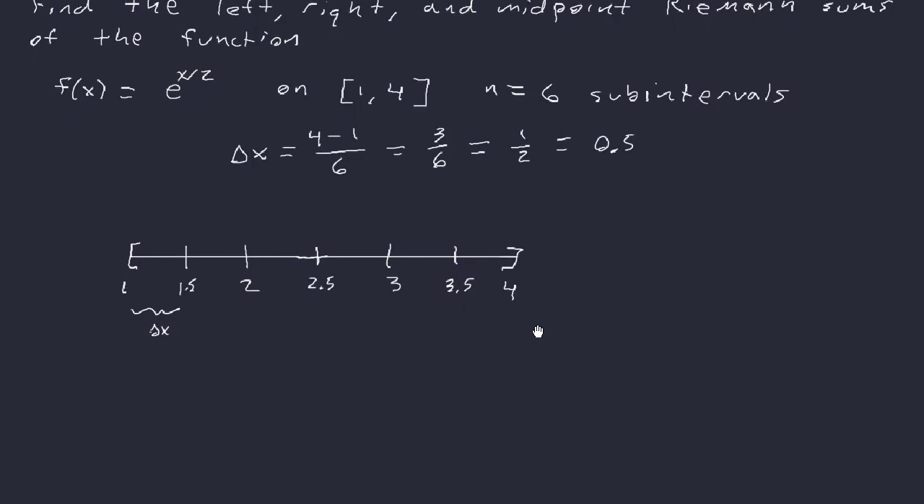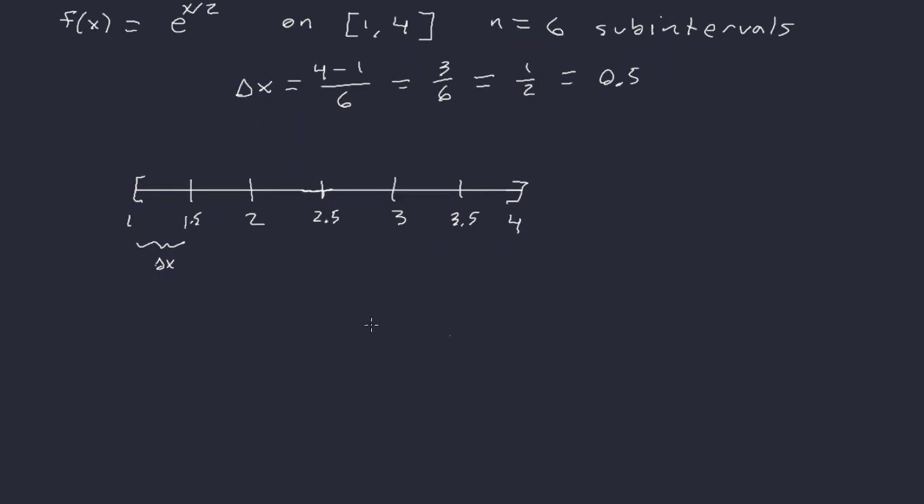Now from here, it just follows exactly as we've been doing before. Right, for a right-handed estimate, we use the right-hand side. Right, so 1.5, 2, 2.5, 3, 3.5, and 4. All right, so our right-handed estimate comes out to be, well, it's delta x times the sum, k going from 1 to 4.